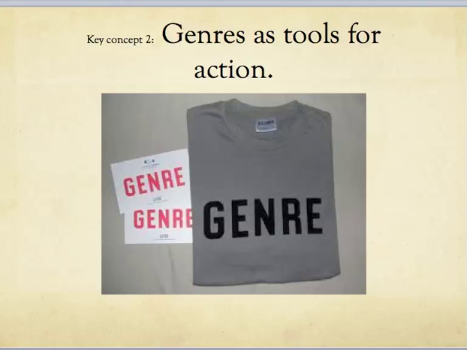Another key concept in the course is genre as tools for action. If you define genre, it can be understood as a typified utterance. That means that it does similar kinds of actions over and over again in similar kinds of circumstances. So, for instance, if you think about the genre of the letter, a letter's specific gesture is to call up a personal relationship between two people.